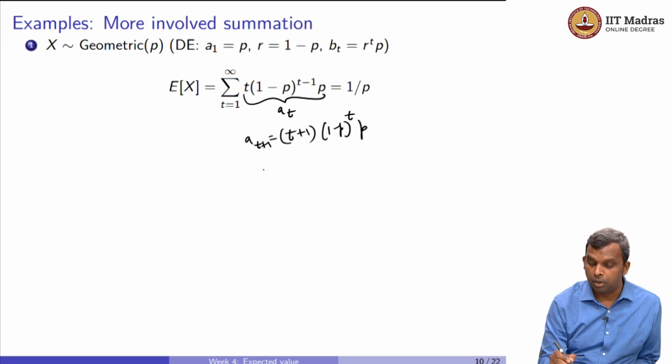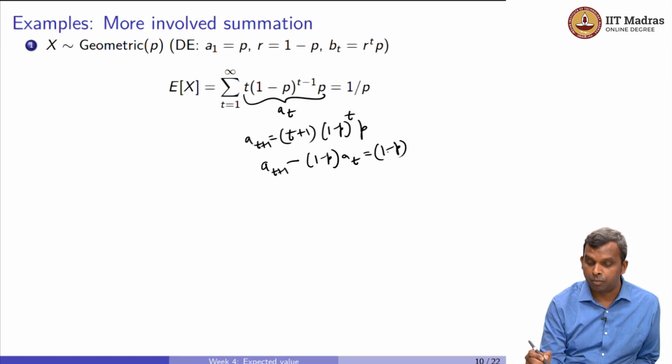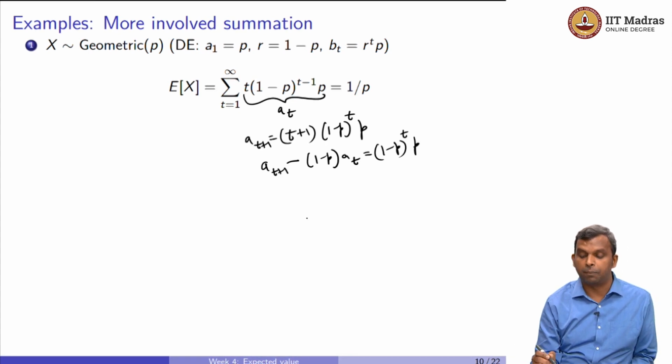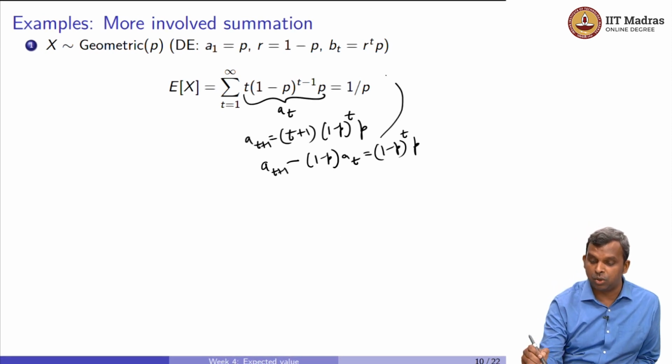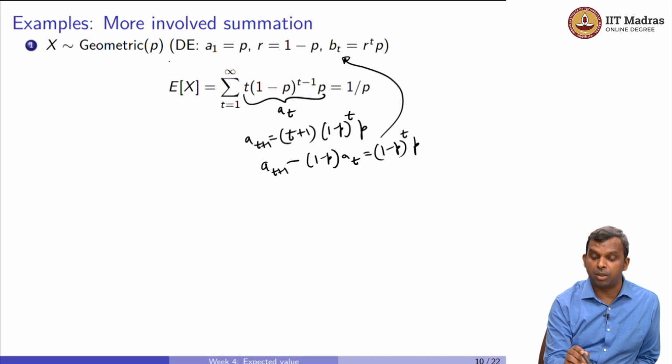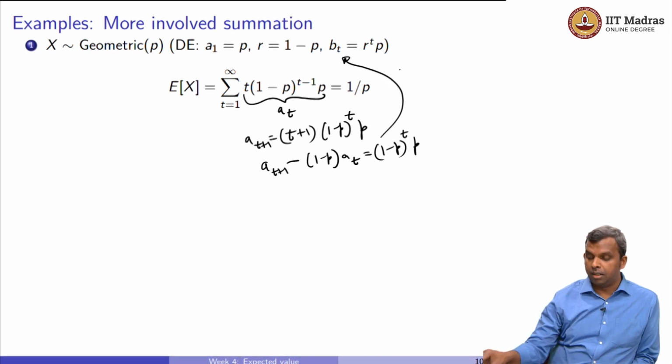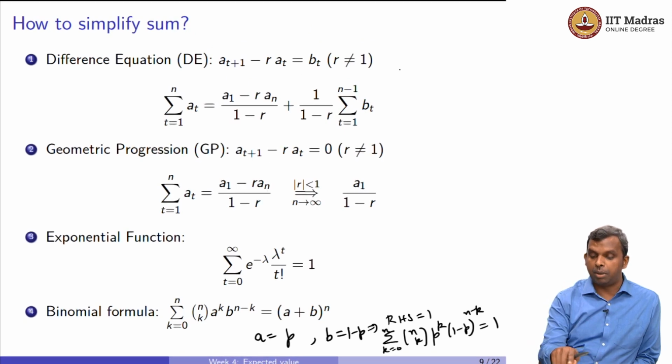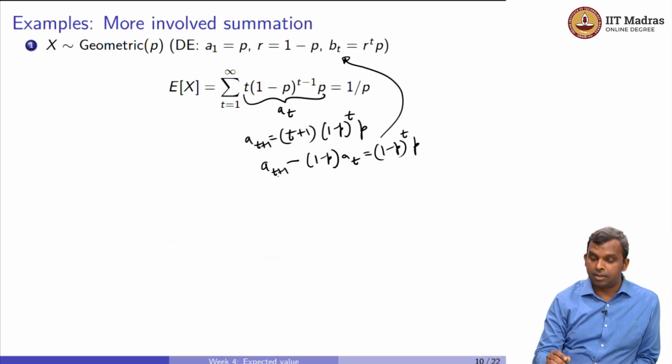So if you do a_(t+1) minus (1 minus p) times a_t, you will get (1 minus p) power t times p. This is what you get. So you can check that this is true. This gives you the difference equation picture, with a1 being p, r being 1 minus p, and b_t being r power t into p. Once you plug it in, you'll just get the answer is a1 by 1 minus r, isn't it? And a1 is just p.